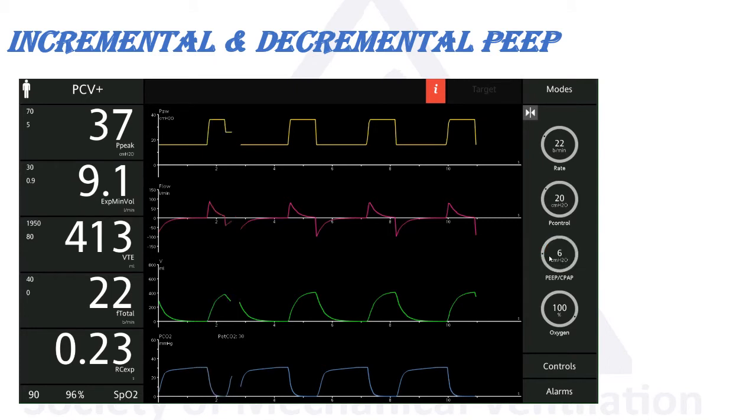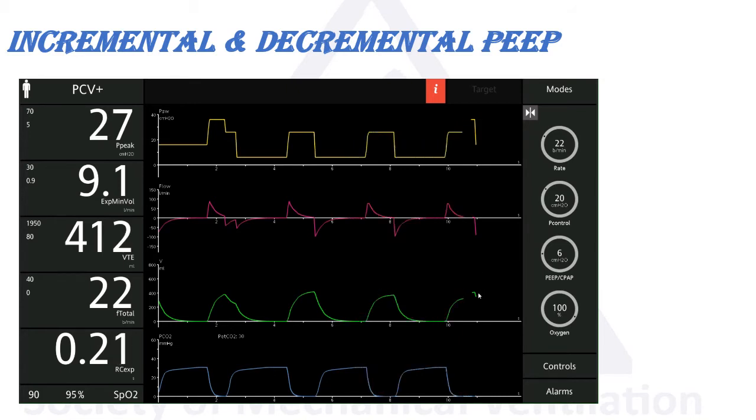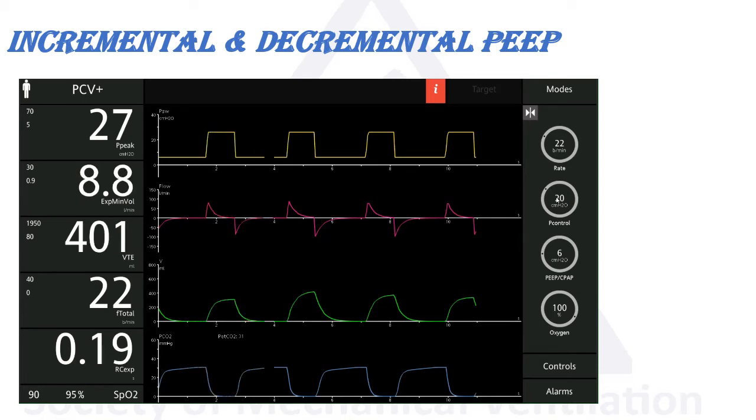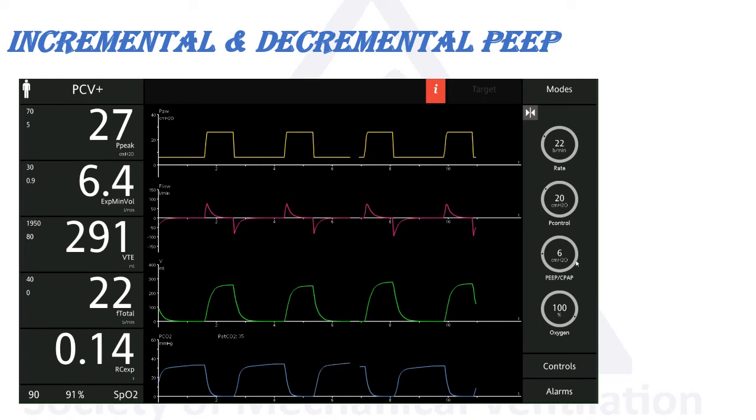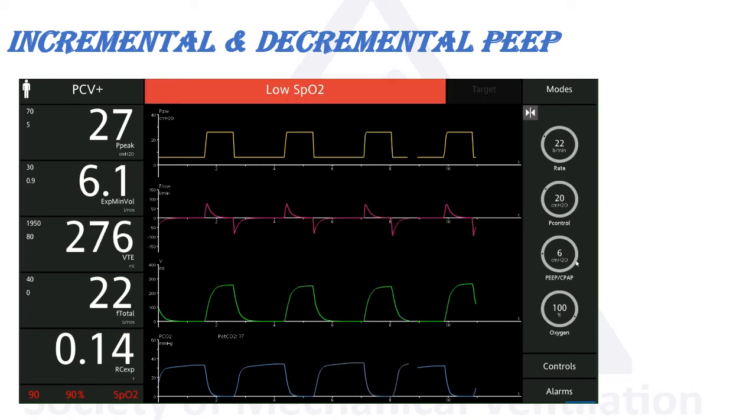We'll talk here about the incremental versus decremental PEEP. This is the simulator again, in a patient with ARDS on the pressure control mode. Right now, driving pressure of 20, PEEP of 6. And incremental PEEP is basically going up on the PEEP step by step until you find the best respiratory compliance.